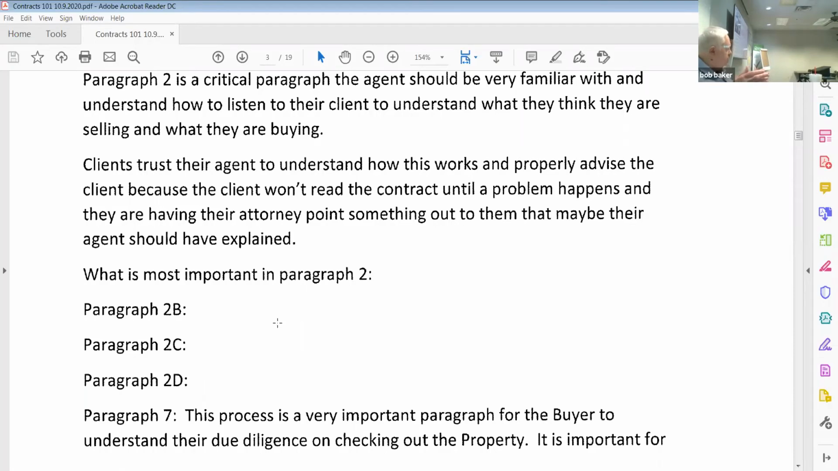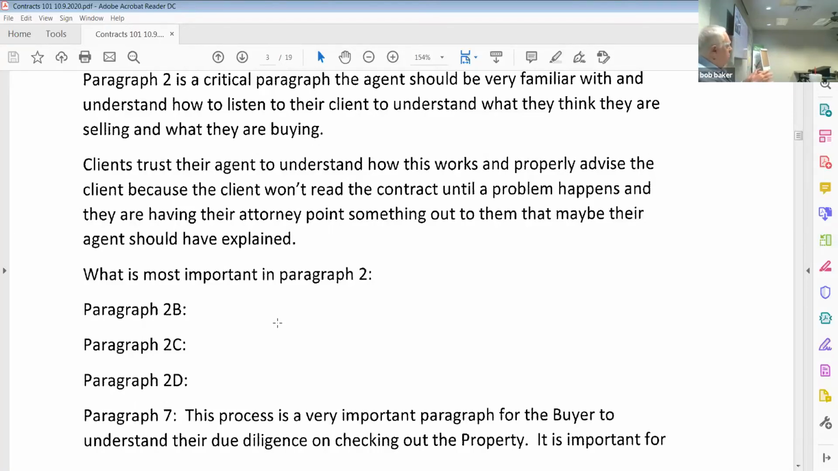7B talks about the seller's disclosure notice that the seller gives to a buyer saying, hey, here's what I know about the property as you work through that. In 7C, we deal with the lead-based paint addendum if the property was built prior to 1978, and we also in 7D deal with the as-is provision.